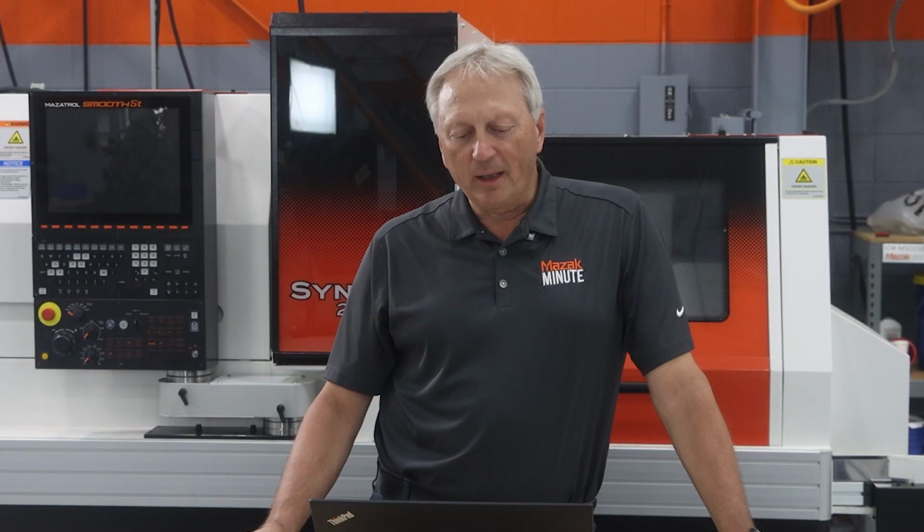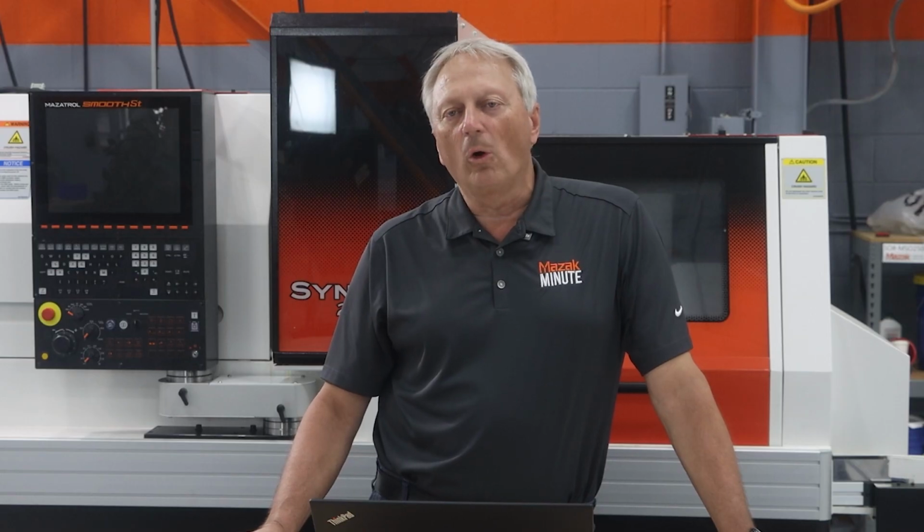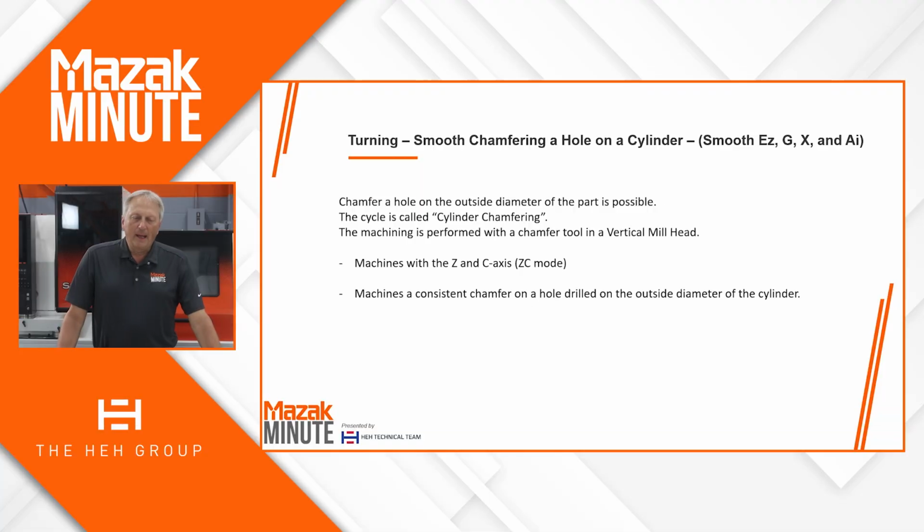Today's Mazak Minute is going to be smooth chamfering of a hole on a cylinder. Mazak has developed cylinder chamfering, which gives us the ability to chamfer on the outside. Machining is performed with a chamfer tool and a vertical mill head. When you go to select your operation, we're going to be in what we refer to as the ZC mode, which is going to be the Z and C axis machining at one time.